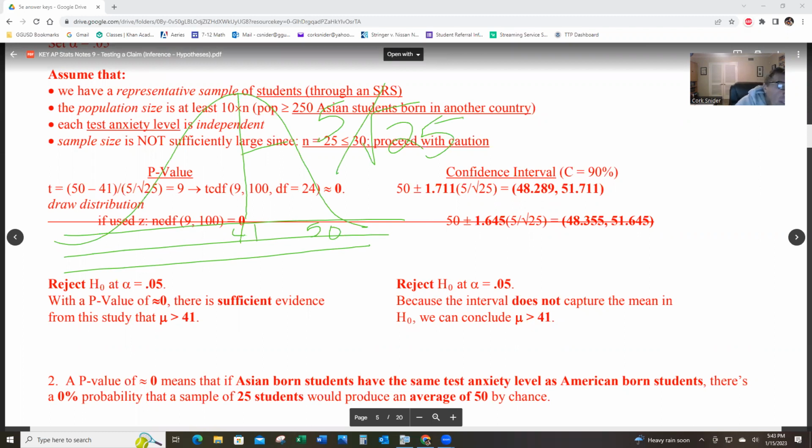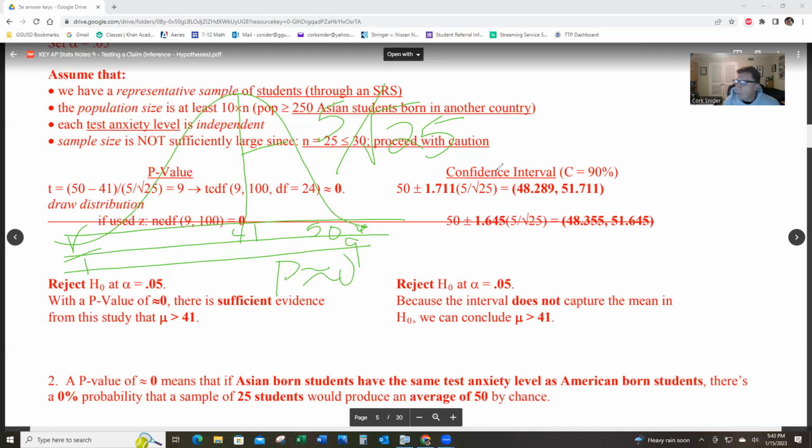This is your raw score. This is your T score. Obviously, the T score is going to be 9. You can tell because it's going to be 50 minus 41 divided by 1. That's a T score. And then the P value is going to be approximately 0. There is nothing beyond 9. We know that 3.49 is about the end of the curve in terms of a T or a Z score. So 9 is just ridiculously far out there. Okay, so this is what I would write down.